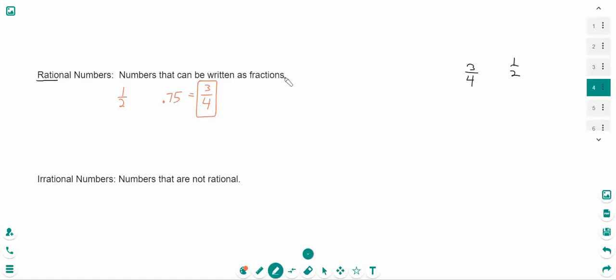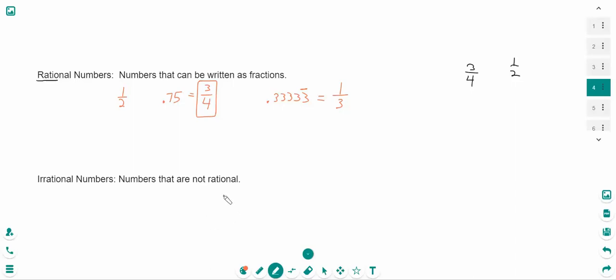Okay? Many other fractions are out there. If I have 0.33333 going on for infinity, is this a rational number? Yes, it is, because it is equal to the fraction 1/3. Okay? So this would also be a rational number.